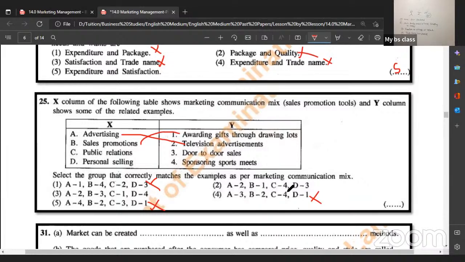Public relations, sponsoring a sports meet, yes. Because it will enhance the public relationship, the good image that you try to maintain in the society. And the personal sales, door-to-door sales, face-to-face. So then you will meet each customer. So that's personal selling. So we can get answer number 2.